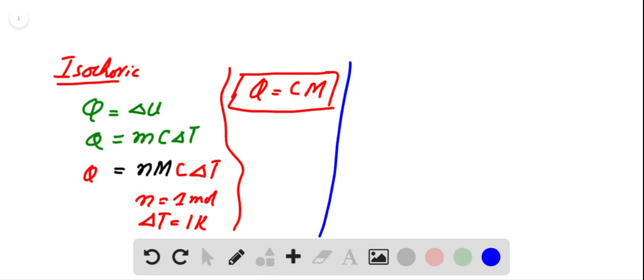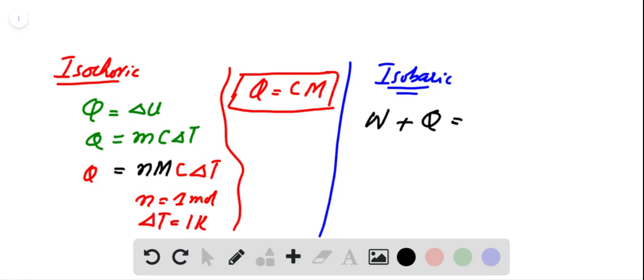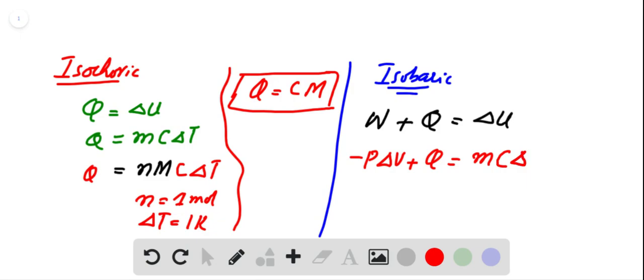Now for isobaric process, pressure of the system is constant. So we can write first law of thermodynamics as work done by environment on system plus heat environment to system is equal to change in internal energy of the system. As work done by environment on the system is equal to minus P into change in volume plus Q is equal to change in internal energy, which is equal to mass times specific heat capacity times change in temperature.